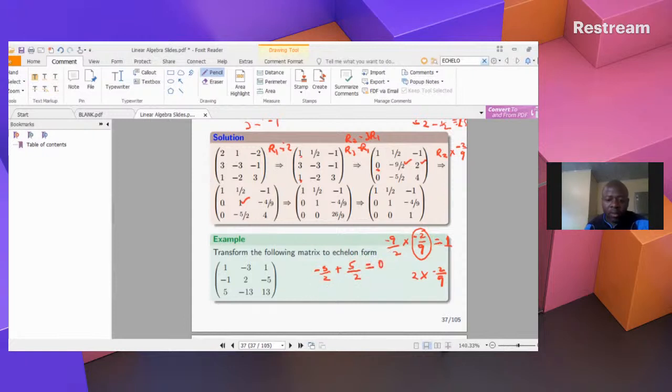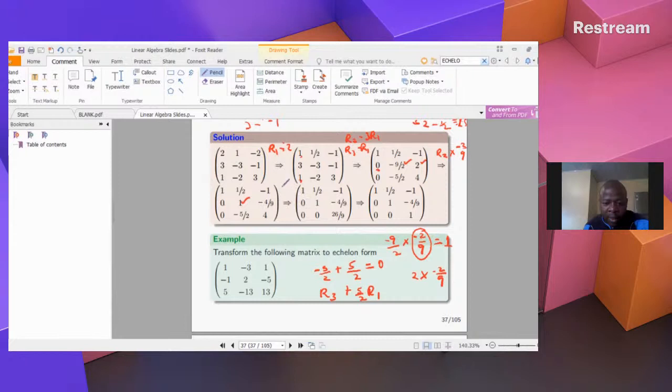So what I've just done is I've taken row 2, no, row 3. This one is in row 3. Then I've added to it 5 out of 2 of row 1. So 5 out of 2 times this is what gives me this 5 out of 2. So I do that for the entire row.